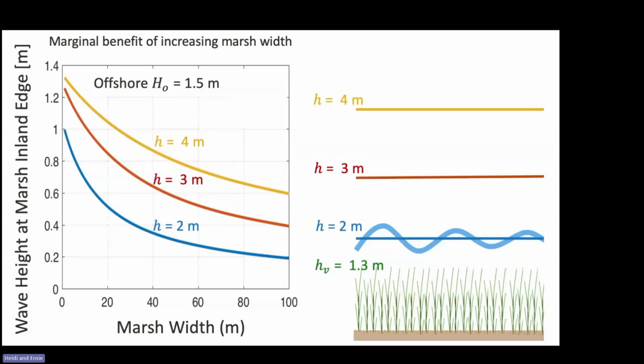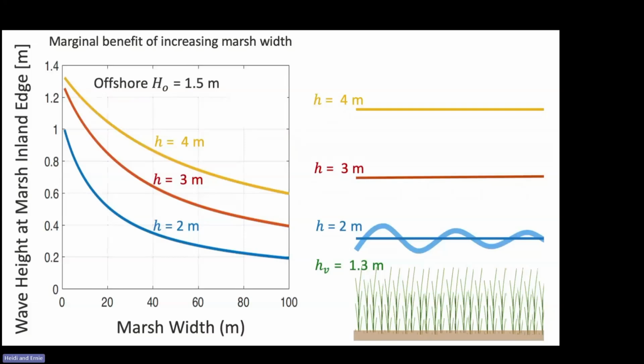Drag, and thus wave dissipation, are both a function of wave velocity, which scales with wave height. As a result, the rate of wave attenuation is highest when the wave is largest, that is, at the seaward edge of the marsh. This is why the marginal benefit of the marsh decreases as the marsh width increases. As the waves get smaller over the marsh, the additional marsh attenuation generated by adding more marsh decreases. And this marginal benefit aspect is going to be reflected in the benefit cost analysis that Ernie will discuss shortly.